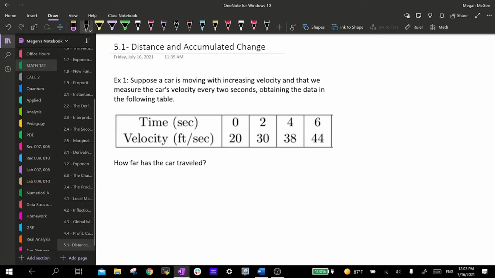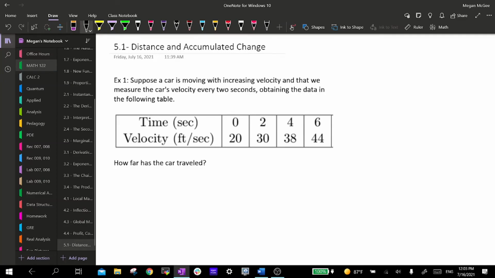Welcome to section 5.1, distance and accumulated change. So the last few chapters we've been learning about derivatives, specifically talking about rate. In this chapter and our chapters moving forward, we are going to be talking about integrals. They are related to the derivative, okay, but this time, as you can see in our very first example, we're already given a rate. So we are handed a derivative to us. Alright, and we're going to do some other calculations with it.